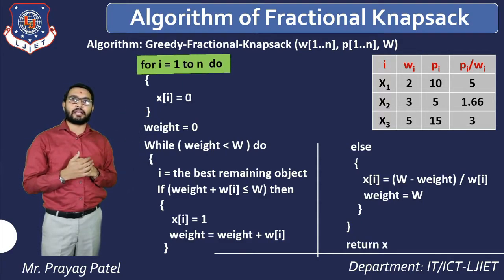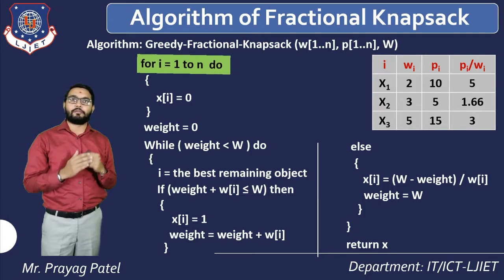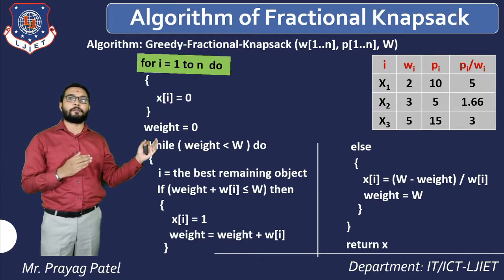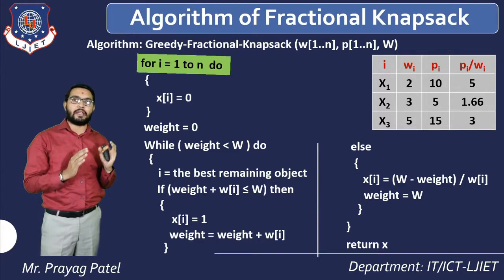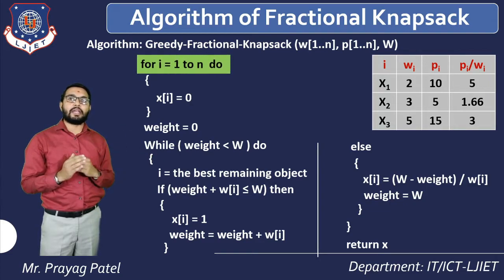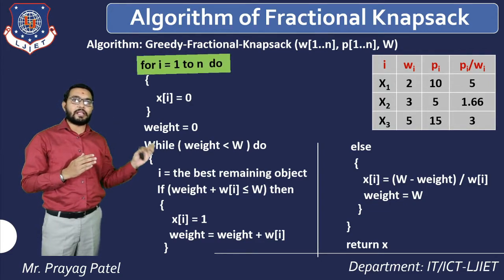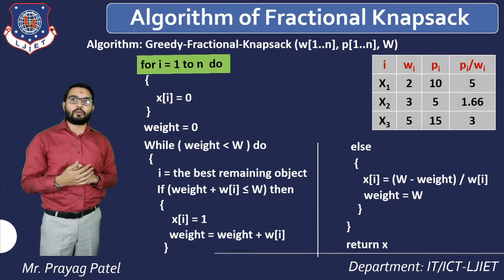The last argument in the given algorithm is capital W. What is the meaning of capital W? Capital W means the capacity of the knapsack. So here you have a weight and value or profit for each and every object, and the capacity of the knapsack, capital W. Now in the algorithm, consider the first line: for i equal to 1 to n, starting from i equal to 1 and ending at n. What is the value of n? N means the number of objects. In this example consider n equal to 3.